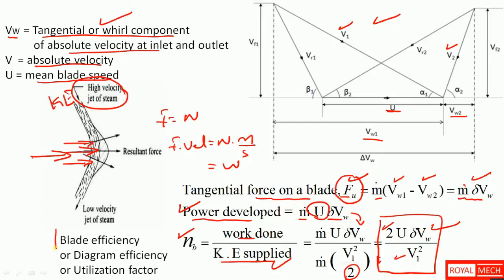Blade efficiency is also called diagram efficiency or utilization factor. So these are all the same: blade efficiency, diagram efficiency, and utilization factor.